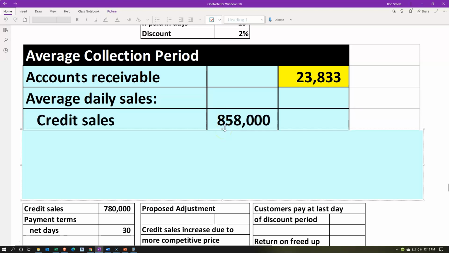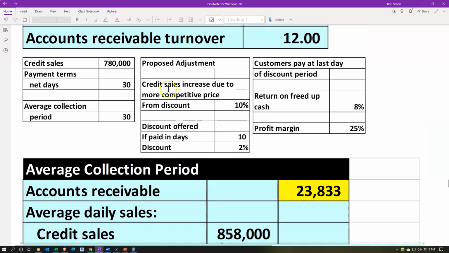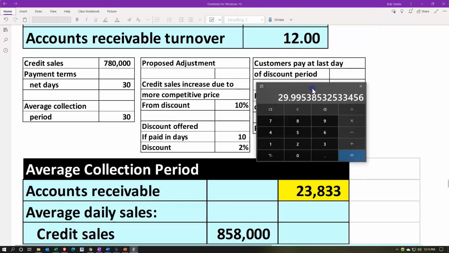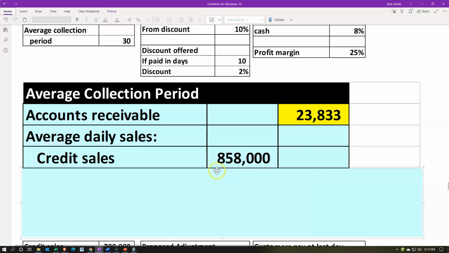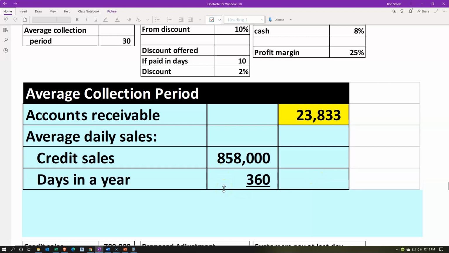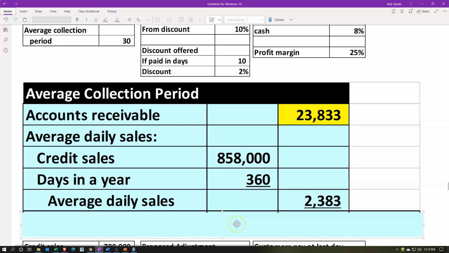which is now 858. Because remember, we also have this factor that we think that the discount is actually going to increase our sales because we lowered the price. So what would that increase be? It would be 780,000 times 10%, 0.1 increase plus the 780,000, or you can take the 1 plus 0.1 or 110% times the 780,000. That would be the 858,000. So we have increased sales. And then we're going to say that the days in the year are 360 to give us about that 2,383.